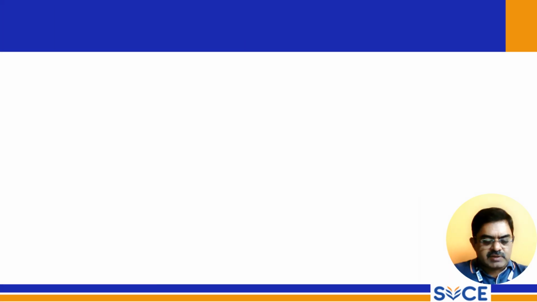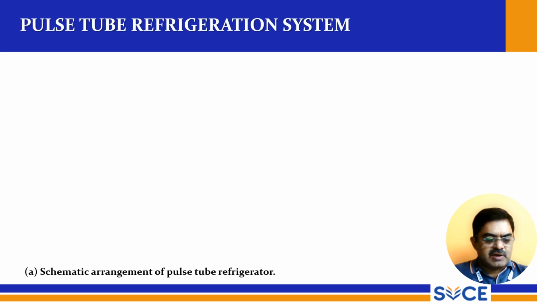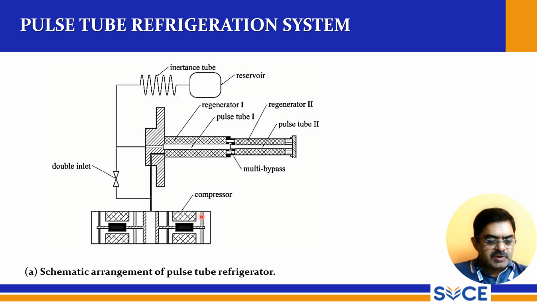If you see the pulse tube refrigerator schematic, it is a very simple diagram where you can see a compressor, pulse tube 1 and pulse tube 2, and when you see both, the cross sectional area is lesser in pulse tube 2. This is regenerator 1 for pulse tube 1, and regenerator 2 for pulse tube 2, and we have the interface tube and the reservoir, and from the compressor the gas is sent. Here we have a double inlet, and the refrigerant is sent through this to pulse tube 1 and then pulse tube 2. So this is the simple schematic arrangement of the pulse tube refrigeration system.